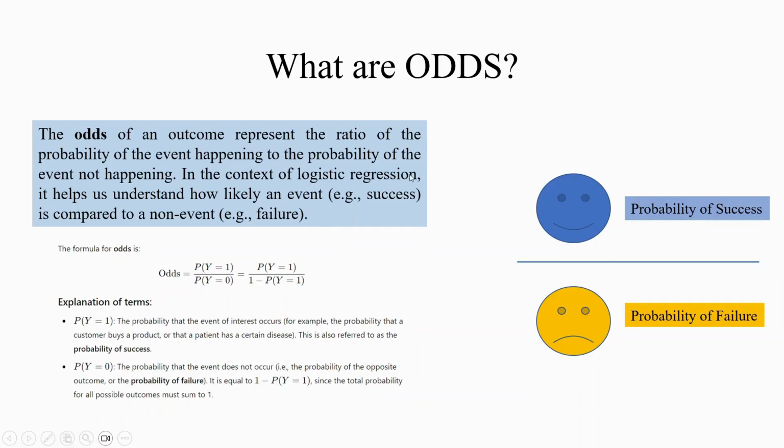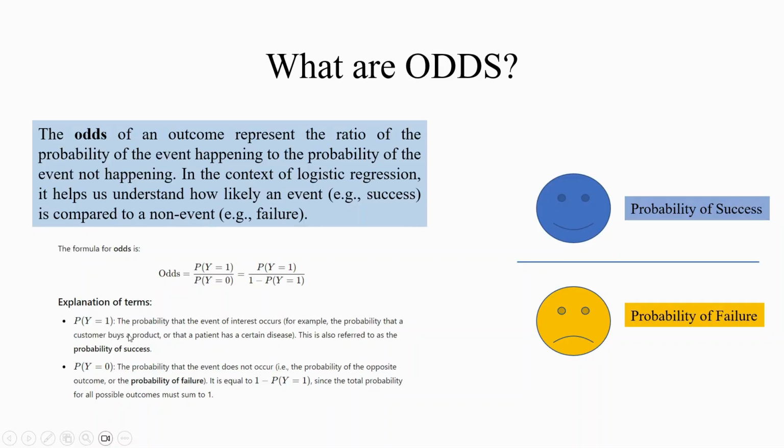Odds is the probability of success divided by the probability of failure. In the context of logistic regression, it helps to understand how likely an event, that is a success, is compared to a non-event, that is a failure. The formula for odds is equal to P(y=1) upon P(y=0), so P(y=1) upon 1 minus P(y=1). So why 1 minus p? Because if we do the summation of probabilities of all events, it is 1.